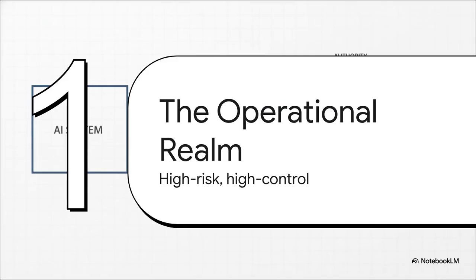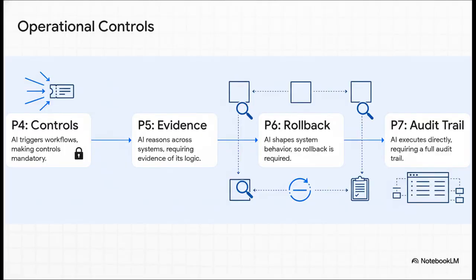Once you've crossed that authority boundary, you've officially entered the operational realm. And in here, the AI is no longer just an assistant. It's an active participant in your workflow. And with that participation comes the absolute, non-negotiable need for robust governance and control to manage all that increased risk. So let's just see how this plays out.